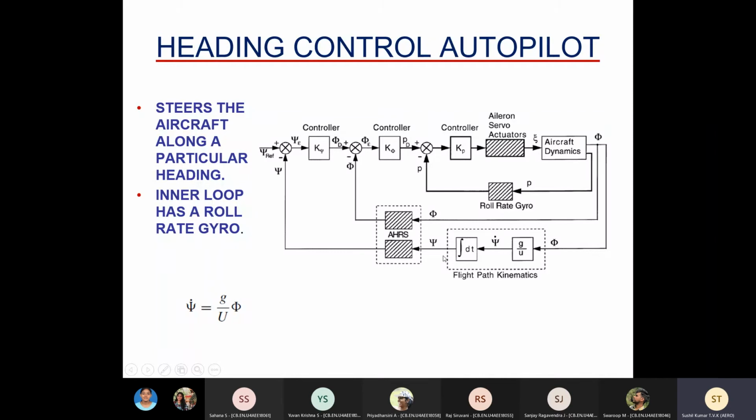Now, if you integrate it over a period of time, you get psi, the yaw angle, which, assuming there's no side slip, becomes the heading angle. So you know what the heading angle is, and you again compare these two things and get the error. So you have an inner loop, which is the flight dynamics loop, and the outer loop, which is the flight kinematics loop, for the autopilot. That's how you can fix a particular heading, and the aircraft will maintain that heading.